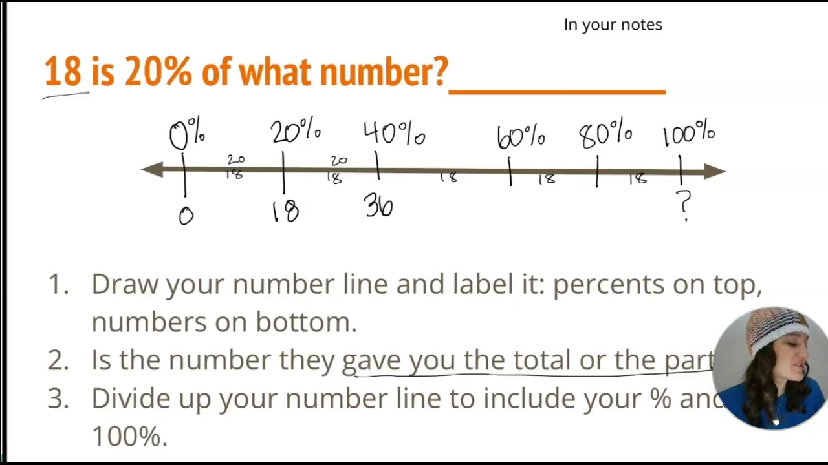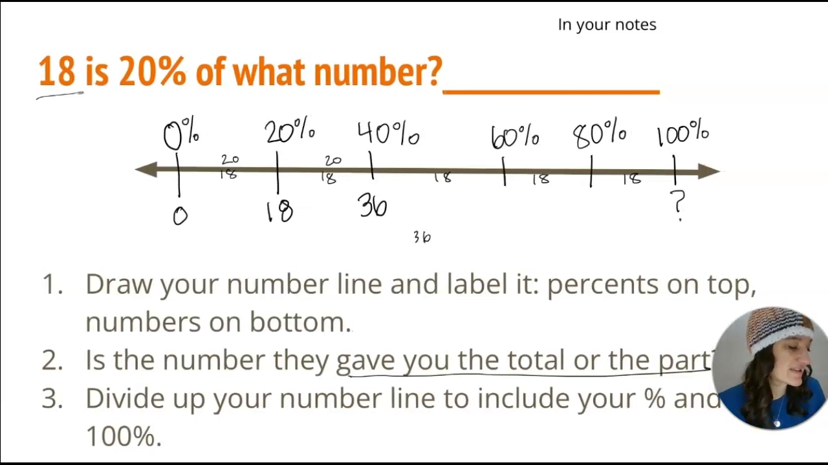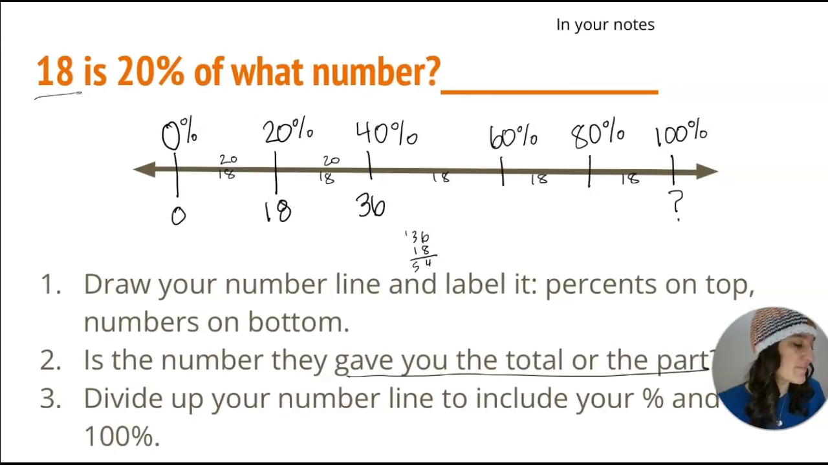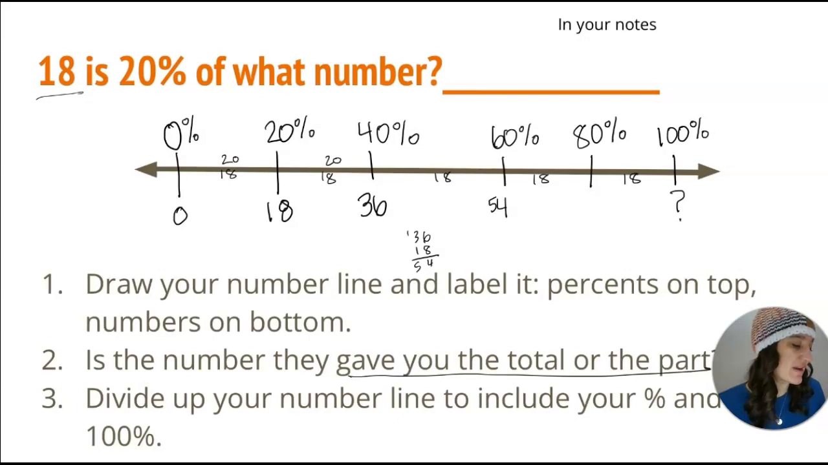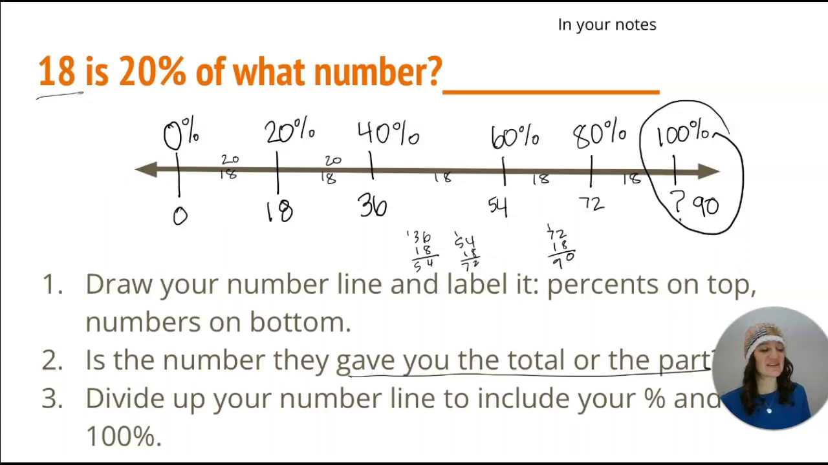Okay, so if we just keep going, I don't know what 36 plus 18 is. It is 54. Then I'm going to add another 18 to that and get 72. And another 18 to that to get 90. So the question was, 18 is 20% of what number? It is 20% of 90. Okay, hopefully you followed along with me.